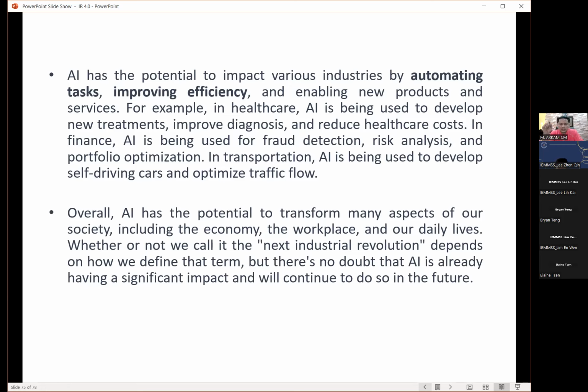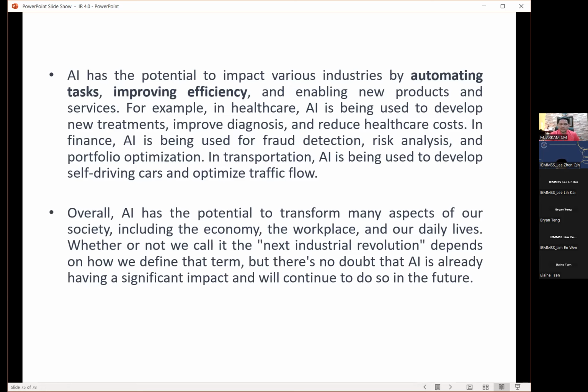AI has the potential to transform many aspects of our society, including the economy, workplace, and daily life, and it's already there. It's already there. It has a significant impact, and will continue to do so in the future, of course, because of the evolution of AI in the last 1-2 years, and what it may be capable of in 10 years, for example.